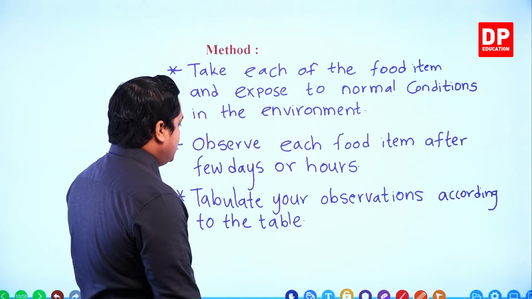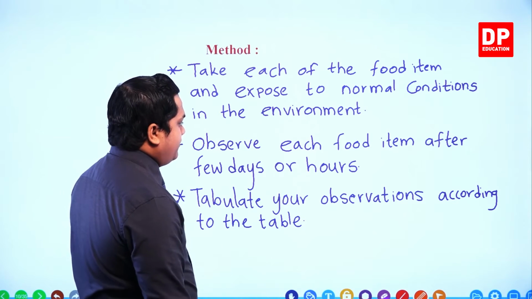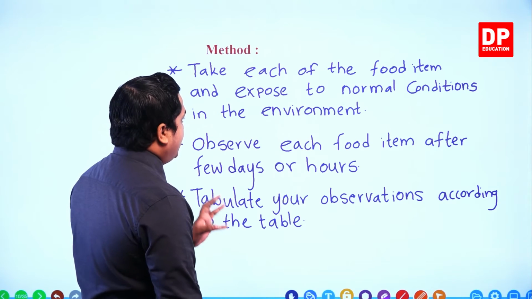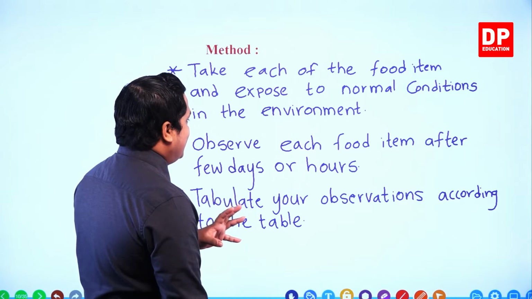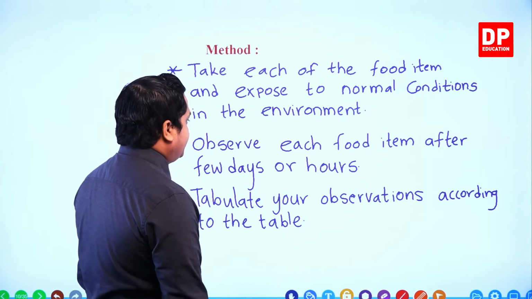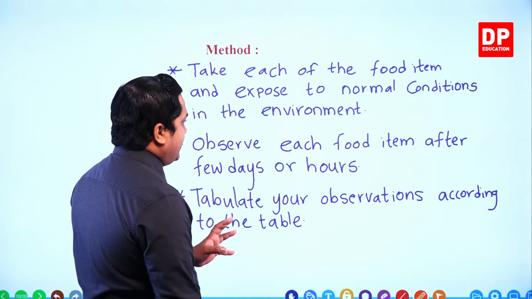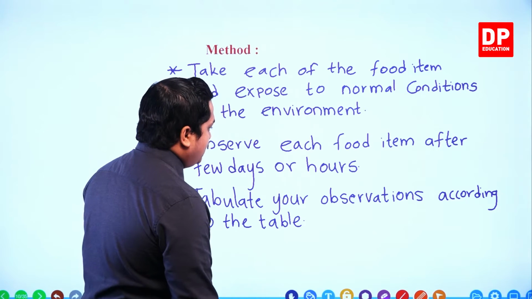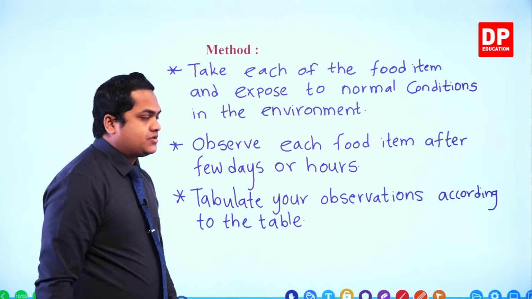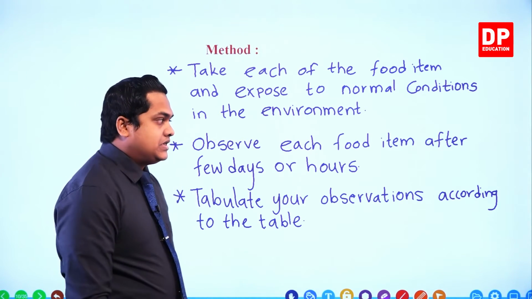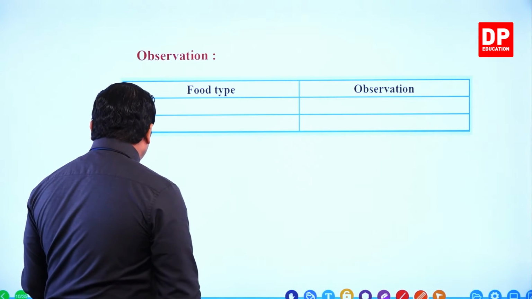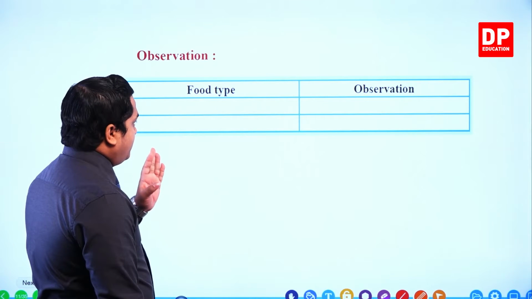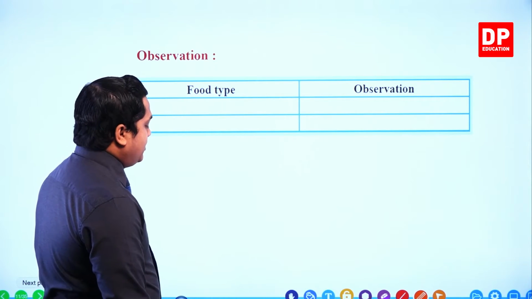What is the table? This is the way of doing the experiment. You have to take each of the food items and expose them to the normal conditions in the environment. Then you have to observe each food item after a few days or a few hours. Then we have to tabulate our observations according to the table. So I'll show you the table. The table is very simple, my dear children. This is our table. The food item is given, the food type is given, then the observation.